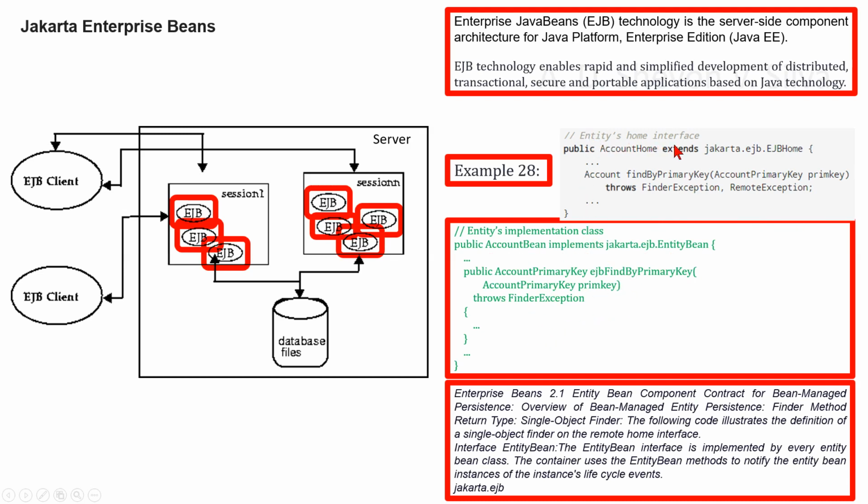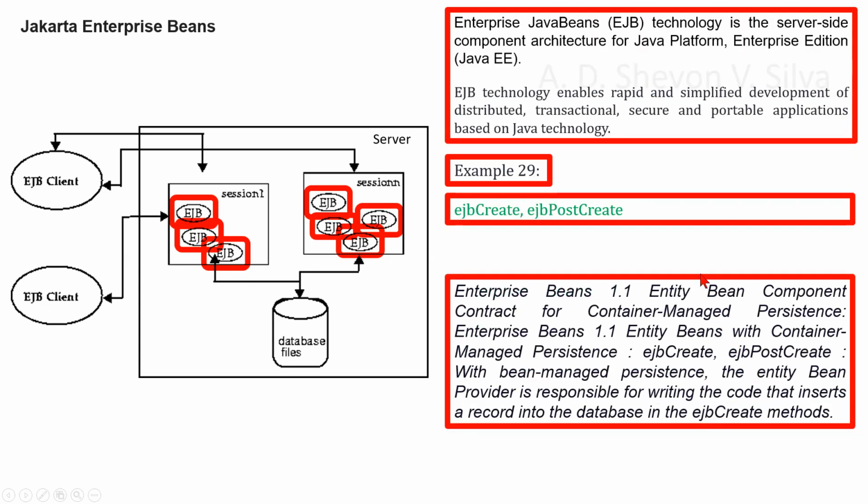Entity's home interface. Entity's implementation class. Now we are considering EJB create and EJB post create in Enterprise Beans 1.1 entity beans with container managed persistence, the entity bean component contract for container managed persistence.